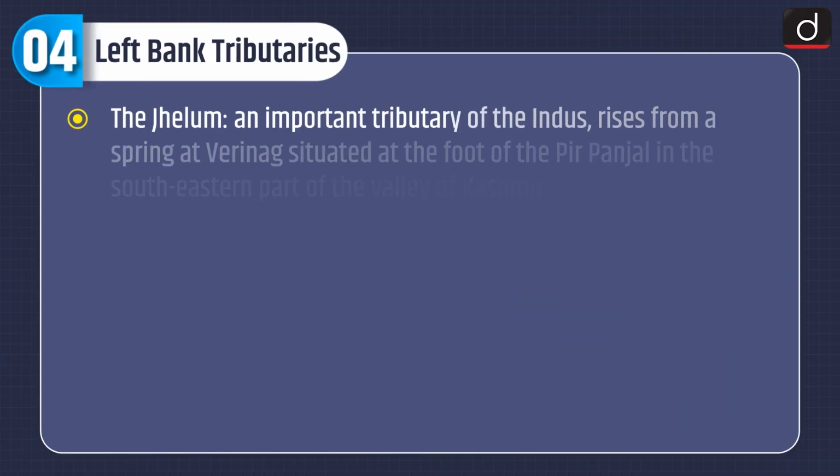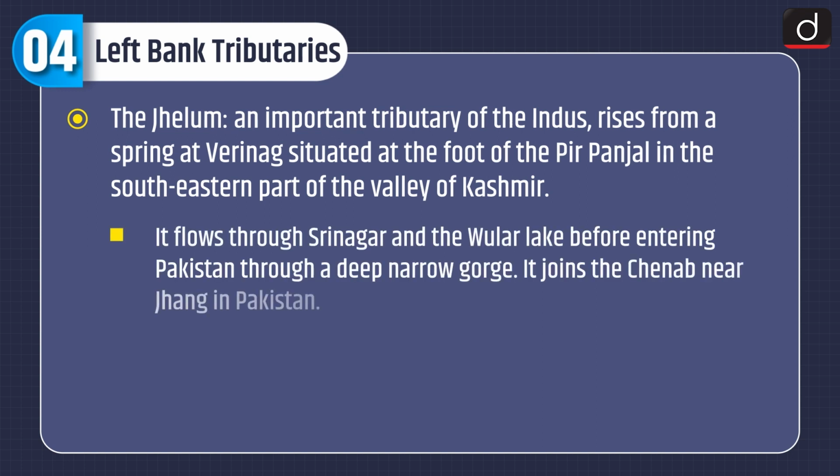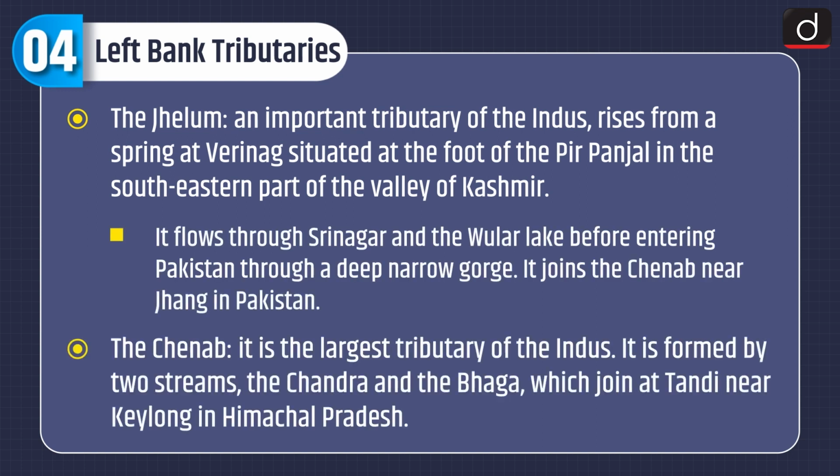Now let's discuss about left bank tributaries. First is the Jhelum. It is an important tributary of the Indus, rises from a spring at Verinag, situated at the foot of the Pir Panjal in the southeastern part of the valley of Kashmir. It flows through Srinagar and the Wular Lake before entering Pakistan through a deep narrow gorge. It joins the Chenab near Jhang in Pakistan.